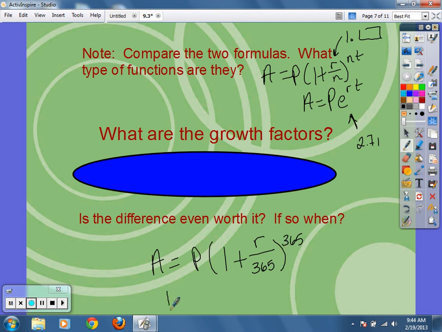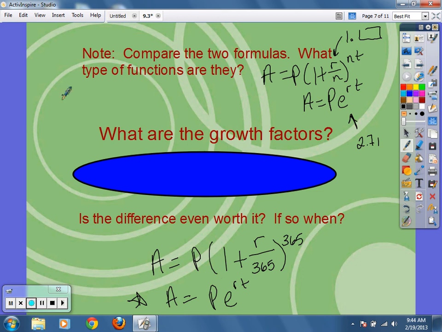Versus A equals Pe to the rt. E is just a number. It holds a place in your calculator. This formula is easier. It's quicker to use than this one up above. Let's talk about what the difference actually ends up to be.